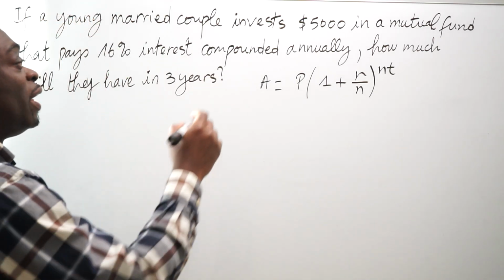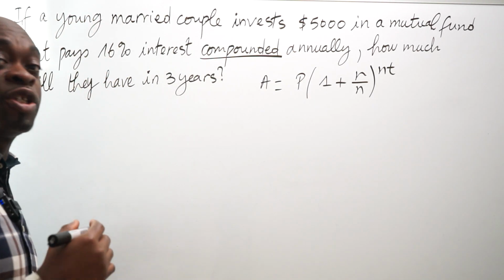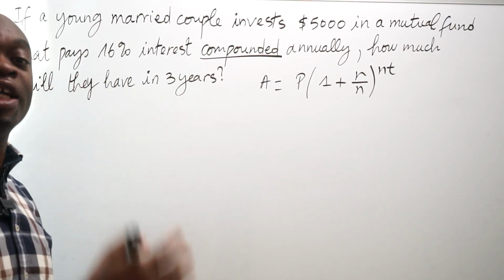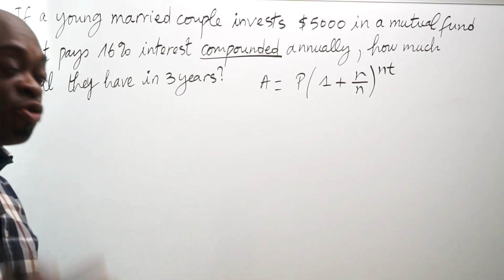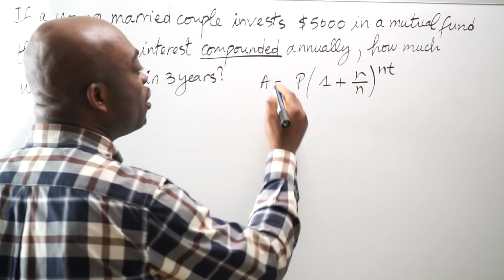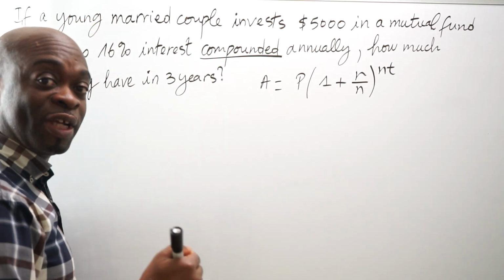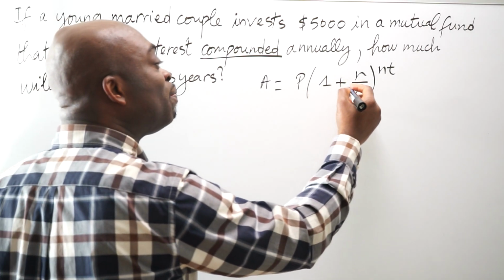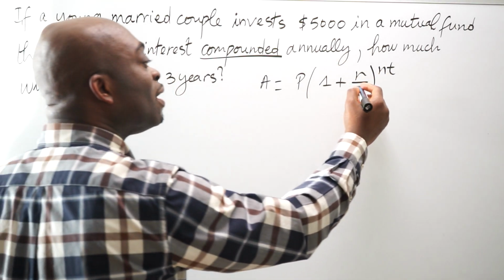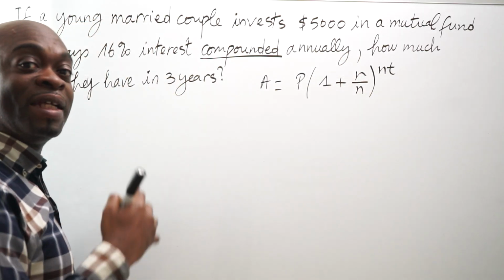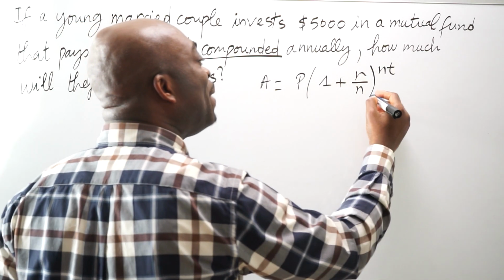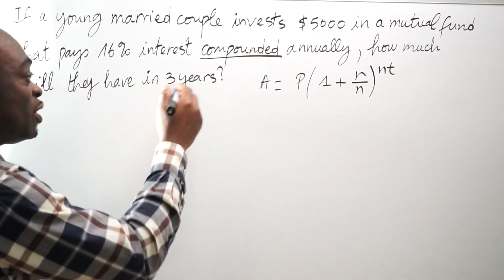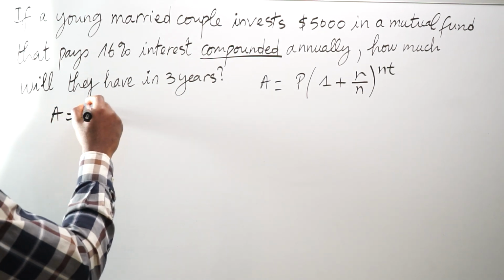Now, one very important concept here is compounding. Compounding just means that the interest you're getting on your invested money is also earning interest, so it keeps growing even faster. The formula we're going to use here is A, which is the amount that you want to get after the 3 years, equals the principal, the amount that you invested, times 1 plus the rate, which is the interest rate, divided by n, which is how many times it has been compounded, and then to the power n times t. That n is the same n, and t is for how long you invested the money, which is 3 years in this case. So A is what we're looking for.